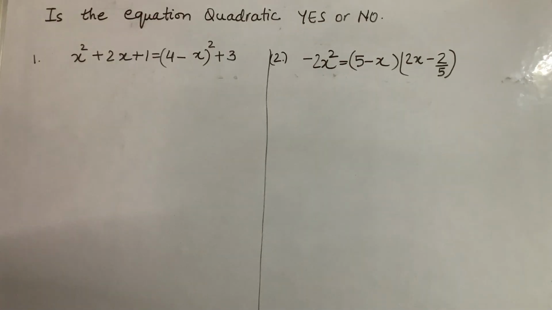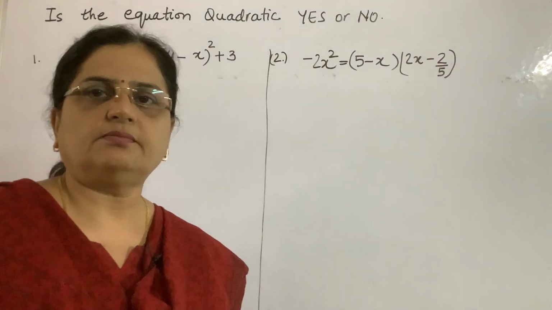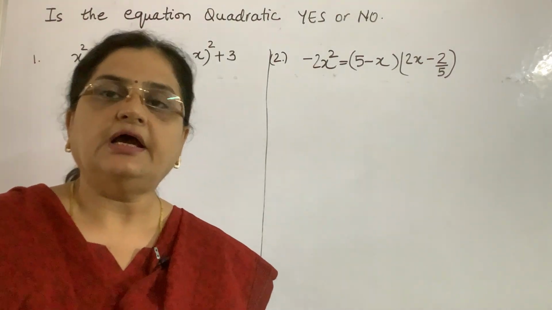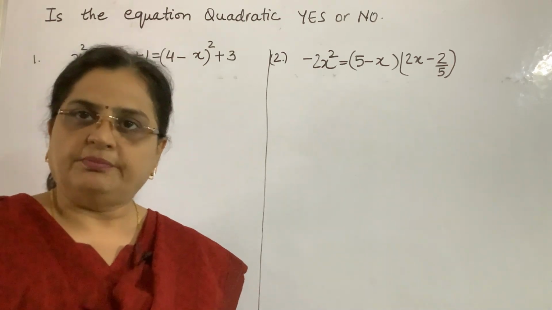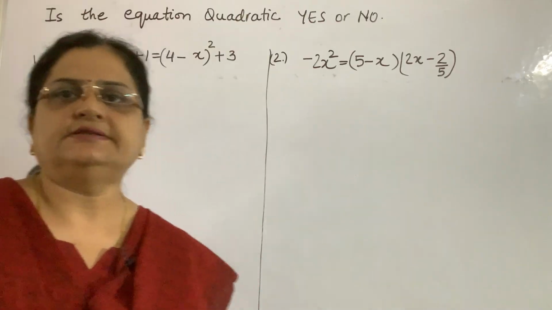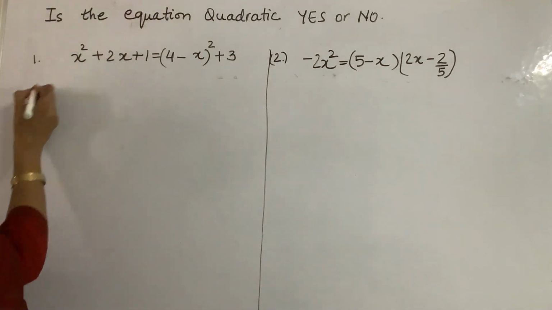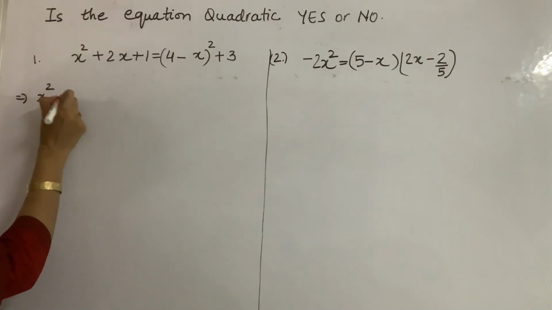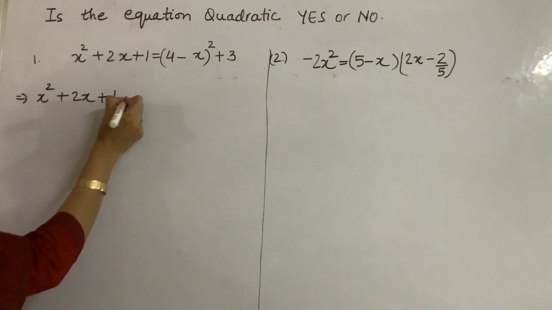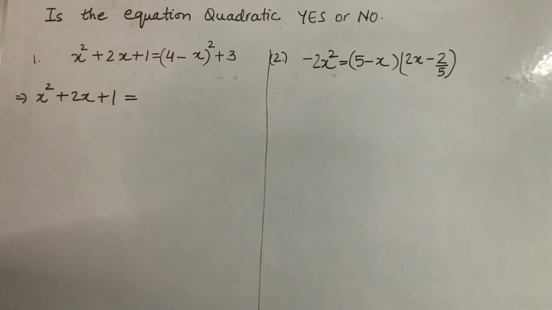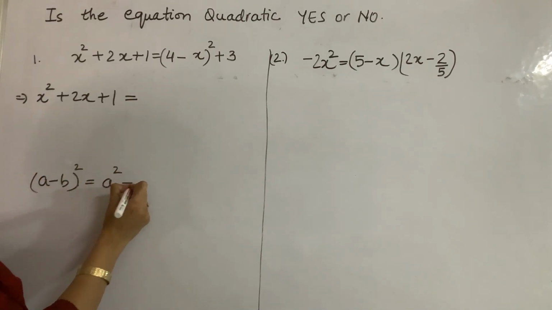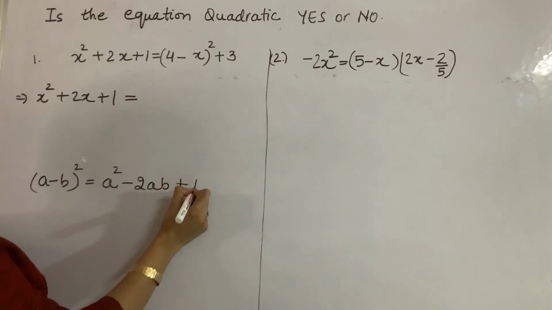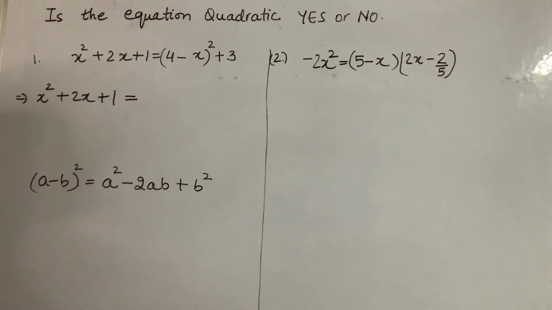So if I look into the first question that is given, it is x square plus 2x plus 1 is equal to 4 minus x whole square plus 3. If you look at it, देखने पर ऐसा लगता है it may be quadratic, but to make sure, you always solve and see for yourself. So if I solve this, this becomes x square plus 2x plus 1 is equal to, open this bracket, so this is what, a minus b whole square is equal to a square minus 2ab plus b square. You will be using this identity.